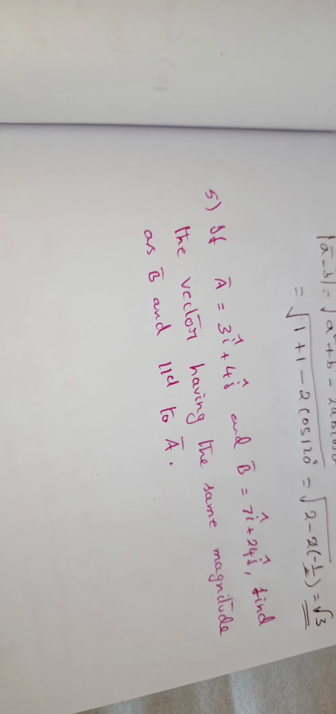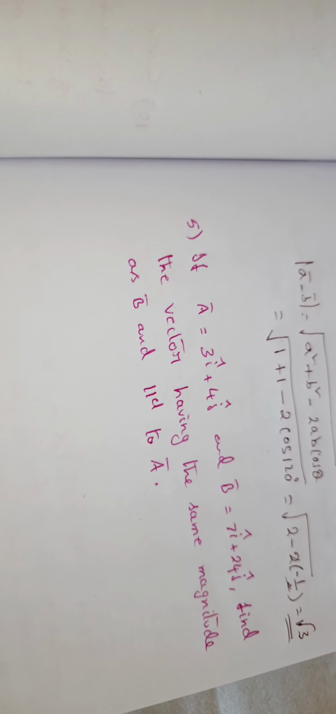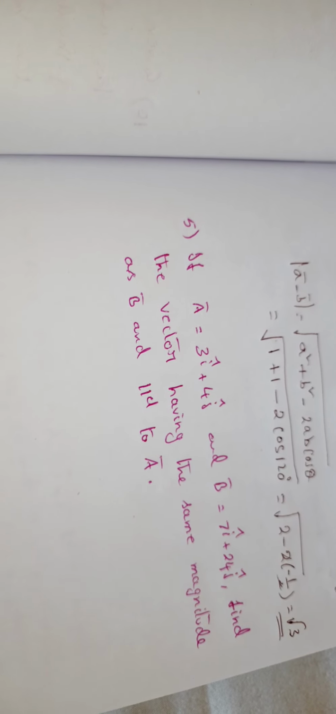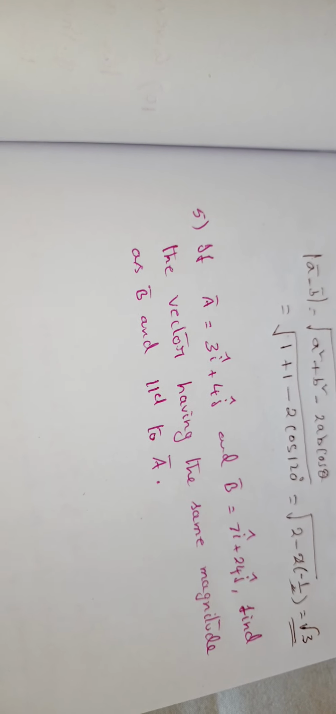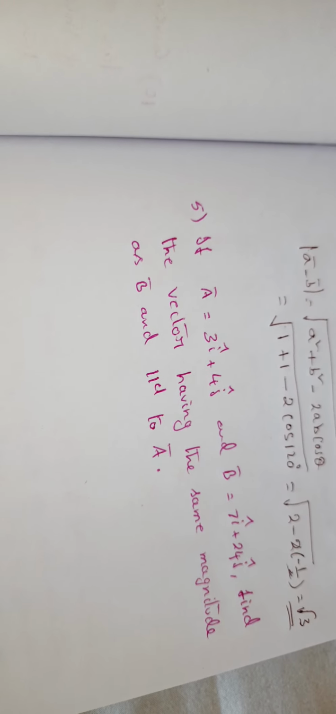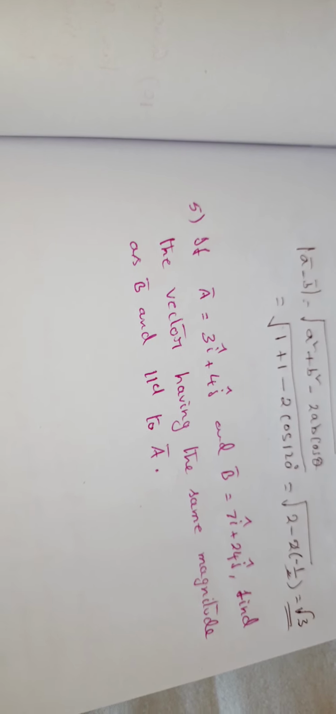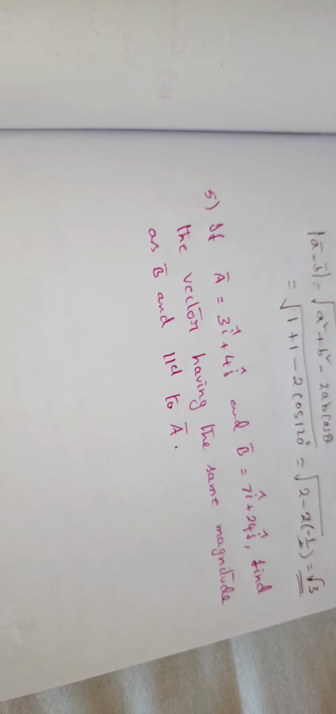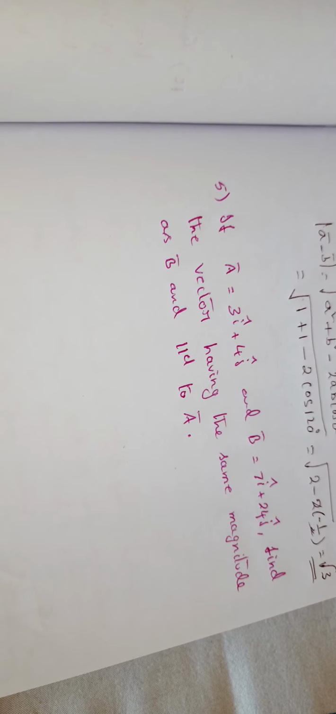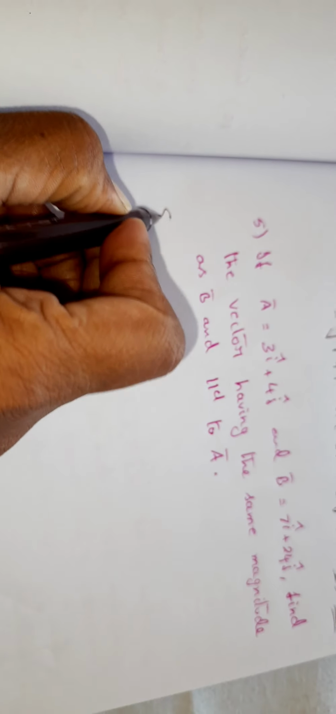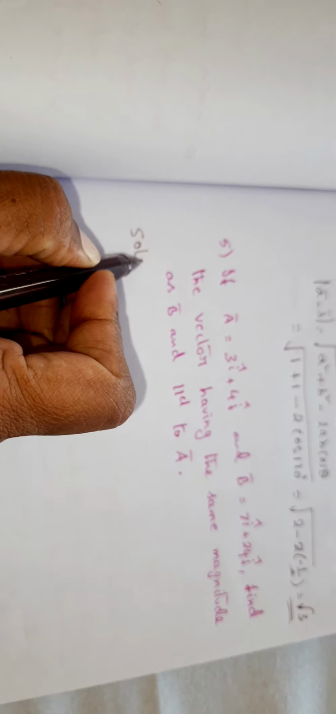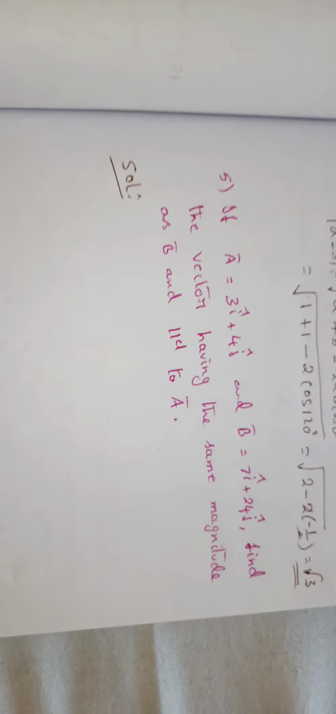If a bar is equal to 3i cap plus 4j cap and b bar is so and so, find the vector having the same magnitude as b bar and parallel to a bar. Okay. Now the point is how to understand the concept here.